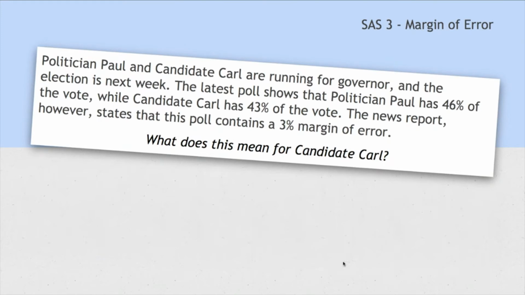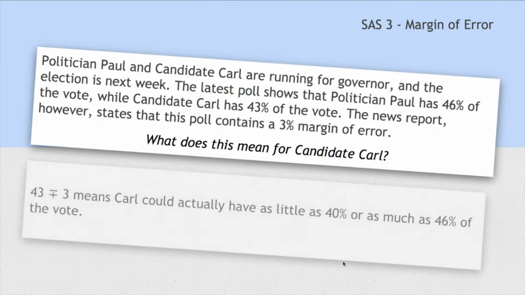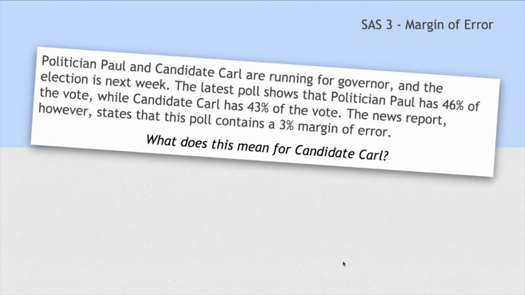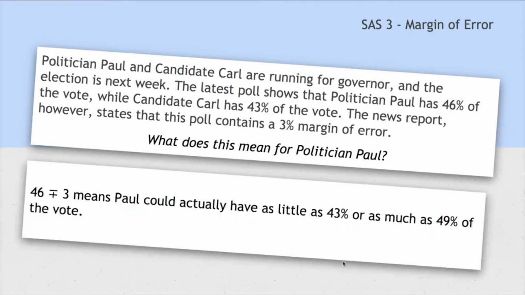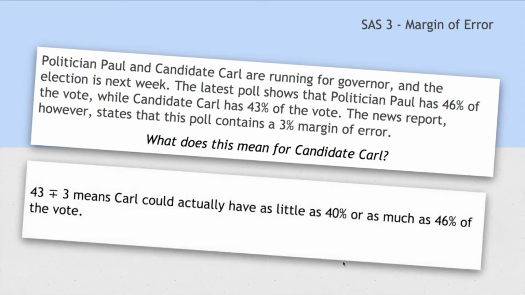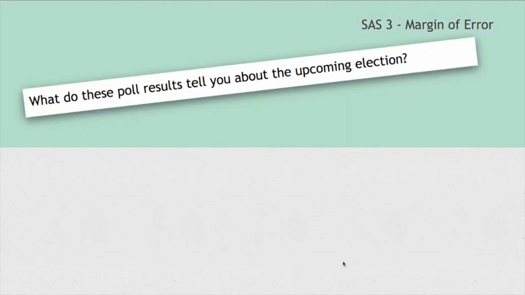Well, how about candidate Carl? He has 43%, so that means it's plus or minus 3 to the 43, which means he can have as little as 40% or as much as 46%. So as you recall, 43 to 49, and this is 40 to 46, there's a 3% overlap. What do you think that means about the poll results for the upcoming election?